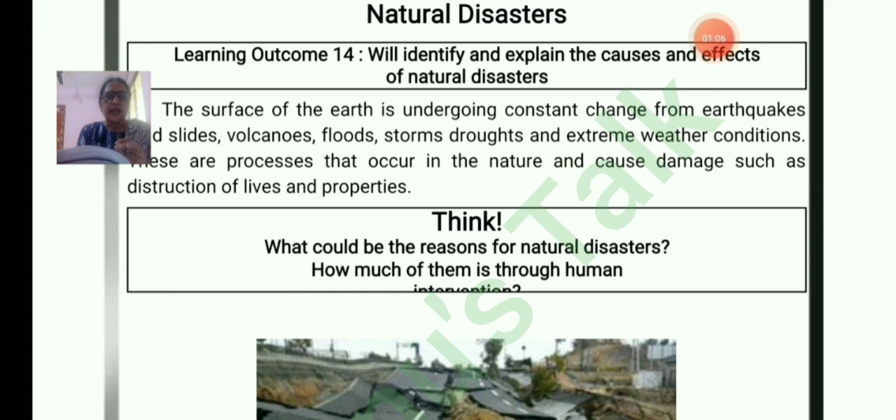Then human activities, for example deforestation, that is cutting down the trees, leads to floods, and excessive irrigation leads to drought. So you can give these two examples.